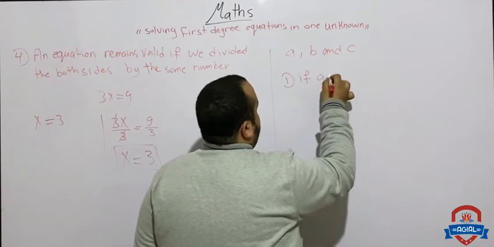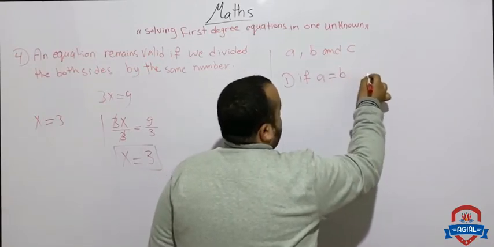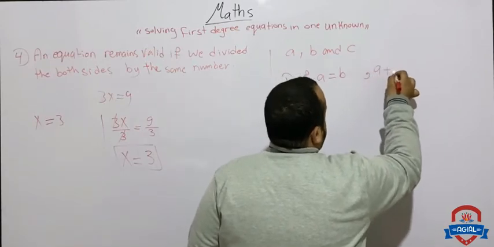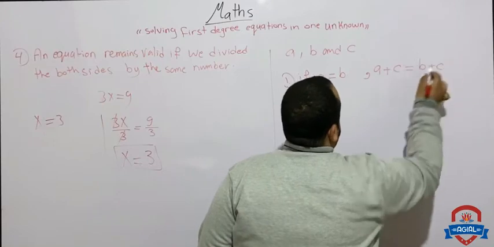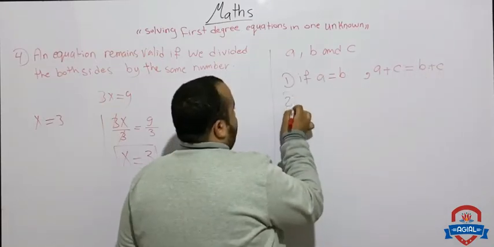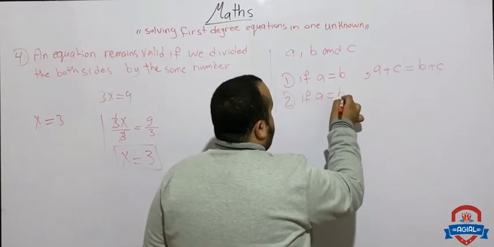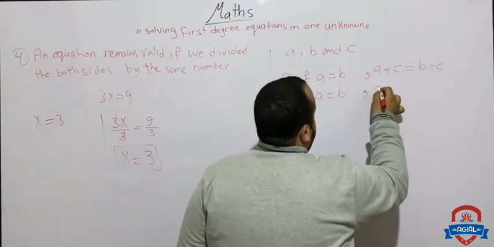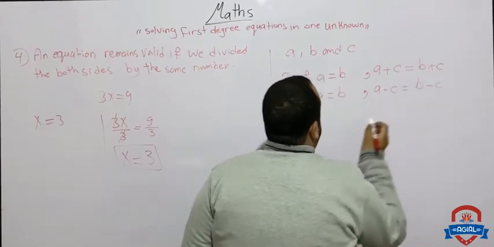If a equals b, so a plus c equals b plus c. And if a equals b, so a minus c equals b minus c.